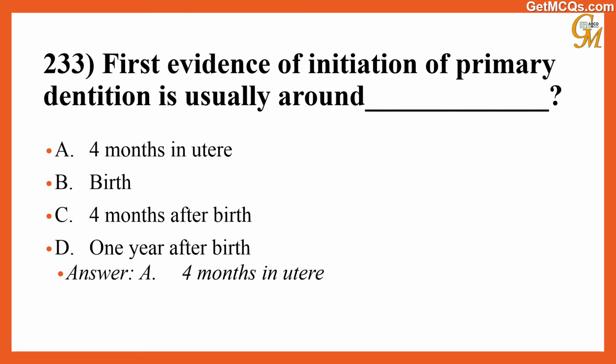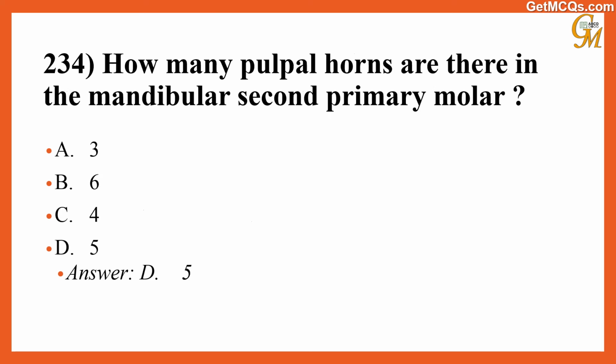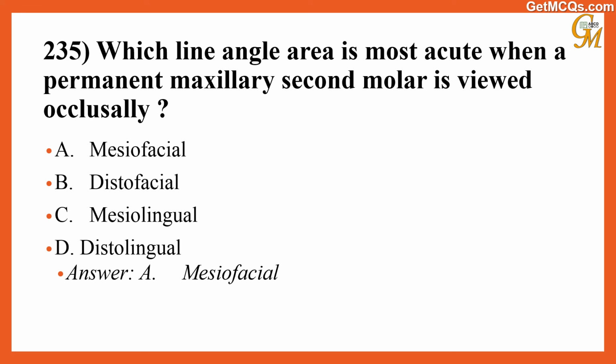233. First evidence of initiation of primary dentition is usually around? Answer: A. 4 months in utero. 234. How many pulpal horns are there in the mandibular second primary molar? Answer: D. 5. 235. Which line angle area is most acute when a permanent maxillary second molar is viewed occlusally? Answer: A. Mesiofacial.